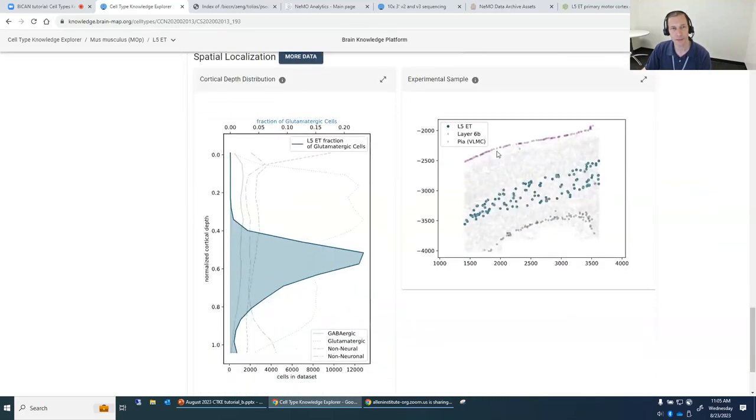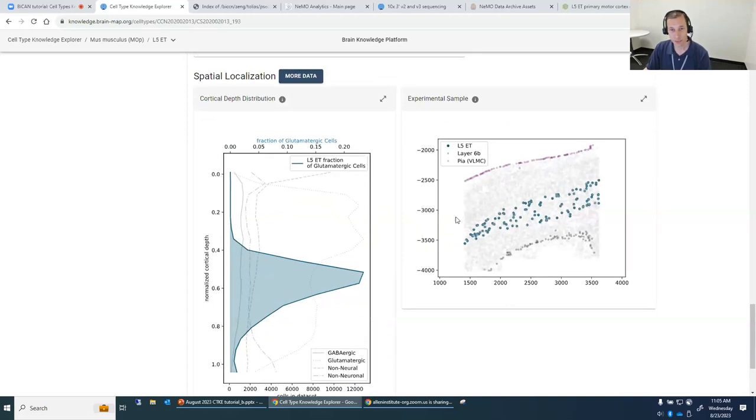Okay, below this, we have the spatial localization of the layer 5 ET types. This is a Murphy's section that shows, for context, the pial surface, which is just the VLMC cells, and then the lowest neuronal layer, these layer 6B types. So this is the bottom of the cortical stack, and then where the cell type of interest is found in this particular tissue section. And so these are the layer 5 ET cells, and you can see they're pretty well constrained within layer 5.